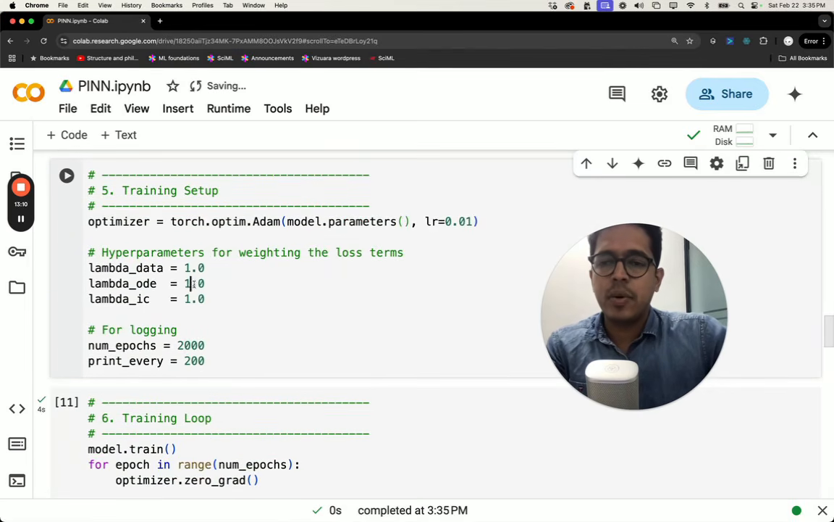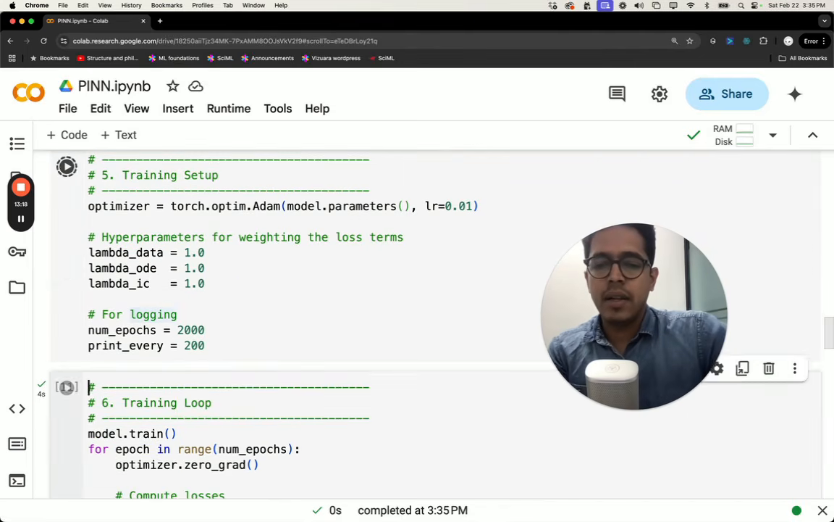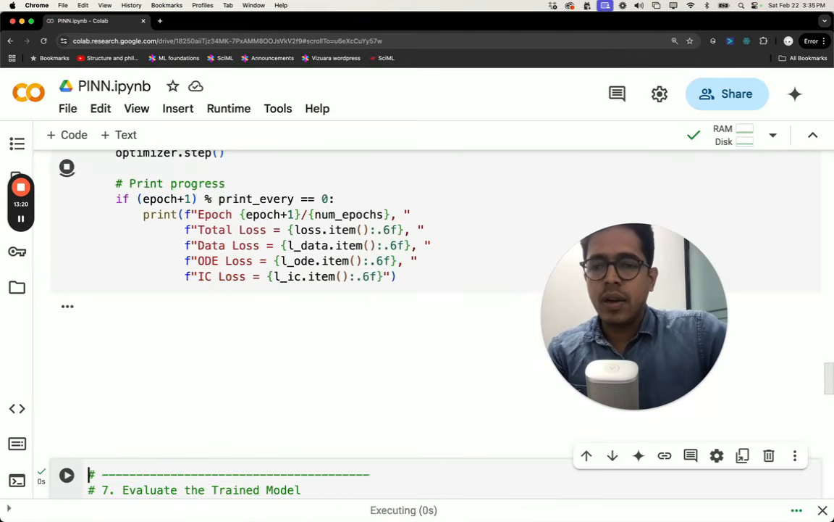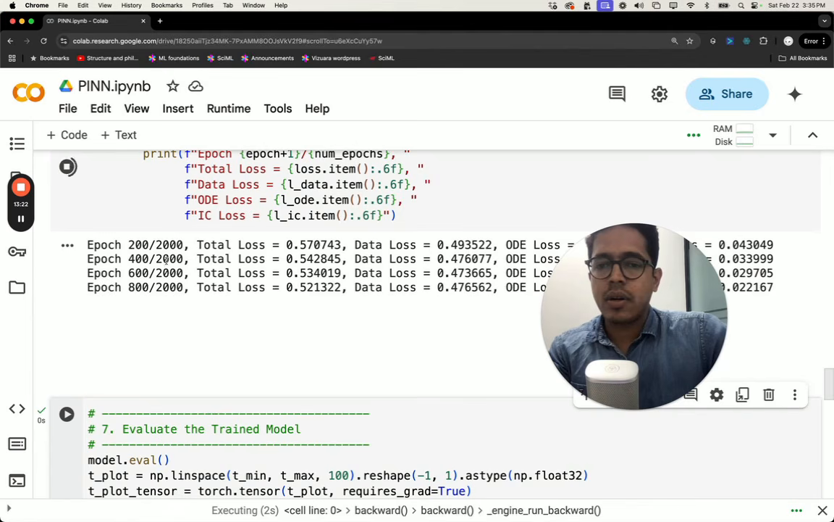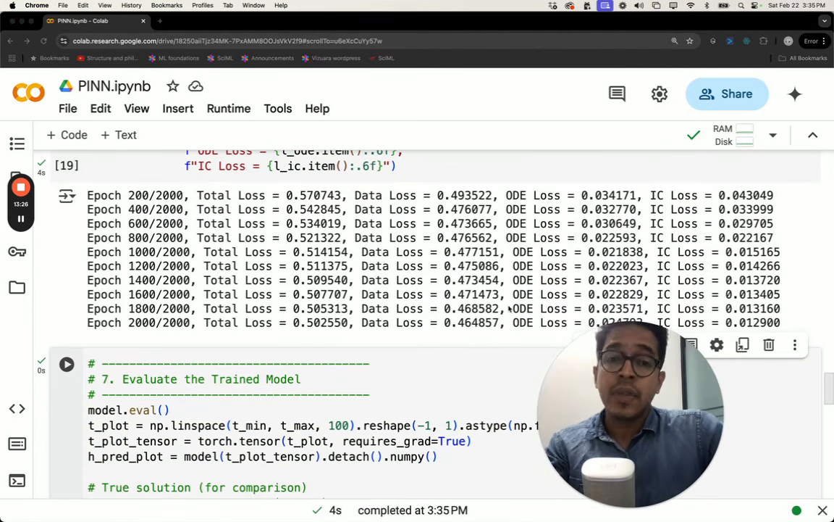So here, let me put the lambda ODE also as 1. So all the three terms will be there: data loss, ODE loss, and initial condition loss. And then let's call the training loop. And here it will print the epoch number and the loss. And you can see that the loss is continuously decreasing. All the losses, in fact, initial condition loss, ODE loss, data loss, everything is decreasing.